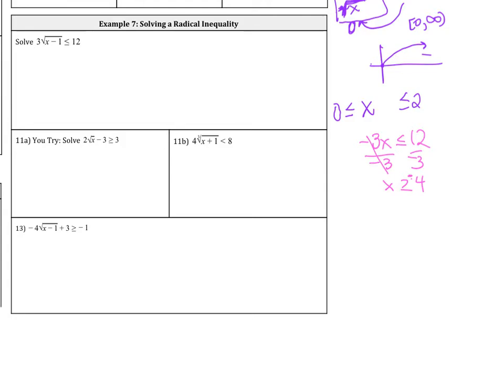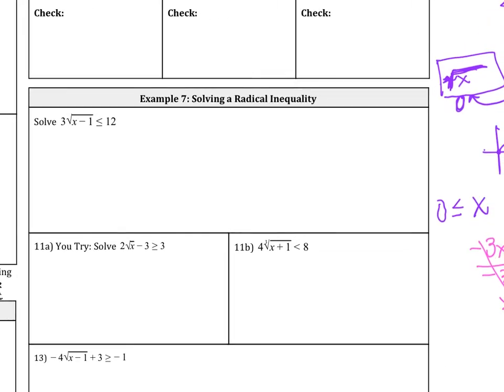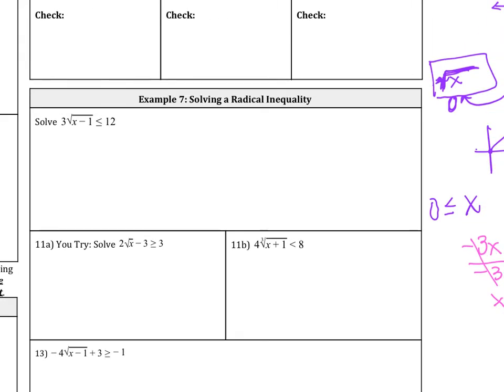So let's solve this very first inequality. We have 3 square root of x minus 1 is less than or equal to 12. We have to solve it like we normally do a radical equation. So we divide by 3. We want to isolate the radical. So we have square root of x minus 1 is less than or equal to 4. Then to get rid of the square root, we square both sides. So now we have x minus 1 is less than or equal to 16. Then we add 1 to both sides. So we see that x is less than or equal to 17.